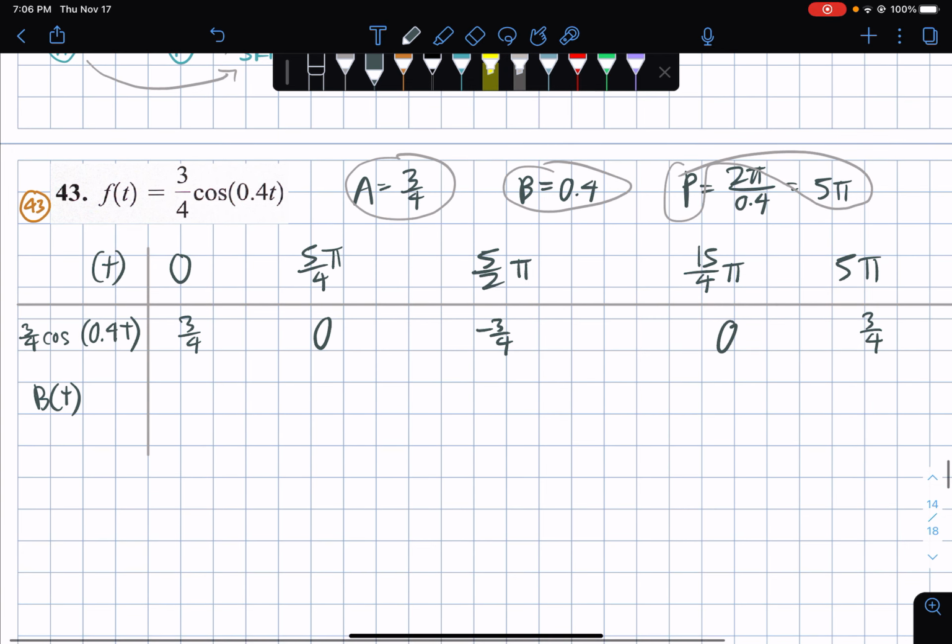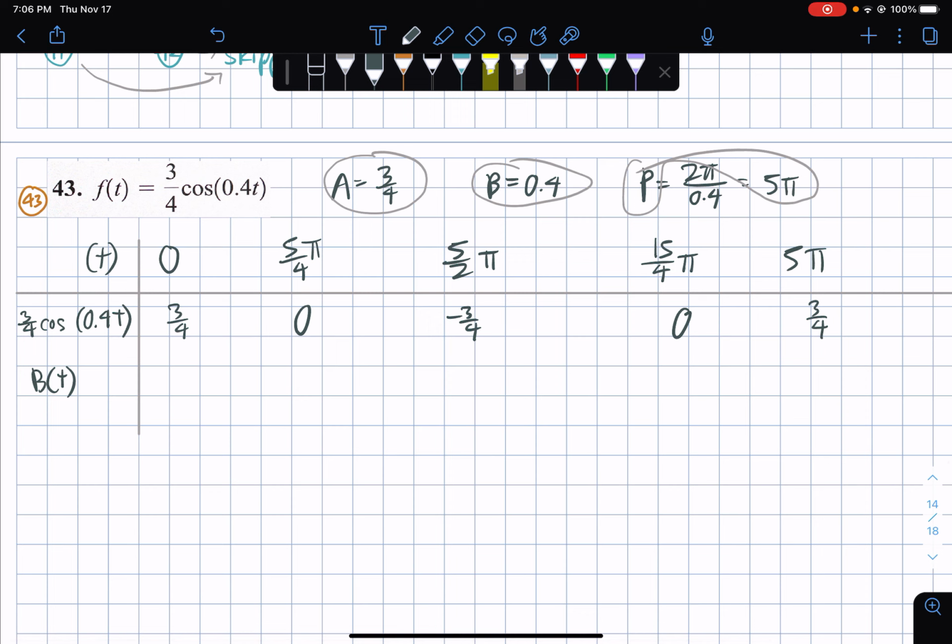For the bt, it's basically the t variable divided by 0.4. So the answers are as follows. 0, 25 pi over 8, 25 pi over 4, 75 pi over 8, 25 pi over 2. So let's wrap up the coordinates.